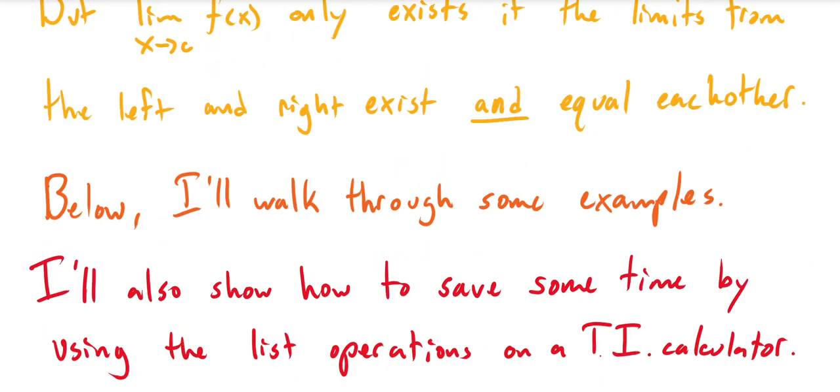I also want to show you how you can save some time by using list operations on a Texas Instrument calculator for plugging in numbers to the same function over and over again. We will have to do a little bit of work when we plug in our value c, because that's going to be undefined, and that bad apple can sort of spoil the whole bunch, so to speak. But this will still save us time for all of the regular values of the function.